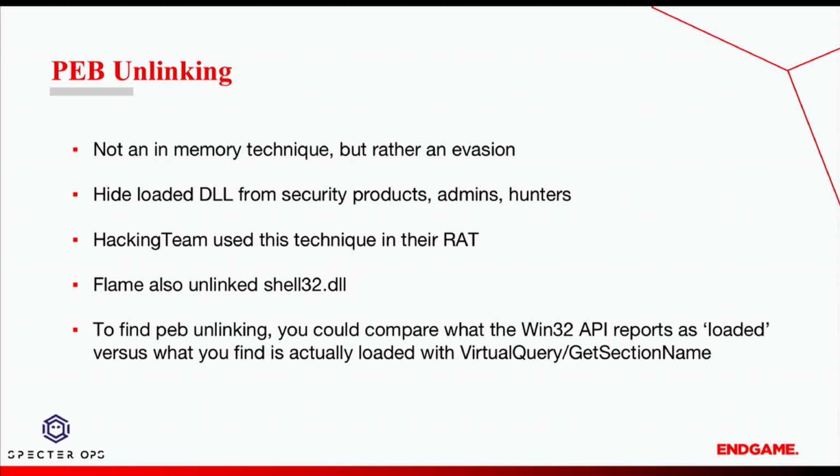The way you find it is you ask the higher level APIs that walk through the process environment block and give you the list of DLLs, and you say, hey, what's loading this process? Then you ask the kernel with a different API, what's actually loading this process? When you do a diff of the two, if there's something that the kernel's telling you is there that the higher level API is not telling you, then you've got some PEB unlinking going on.